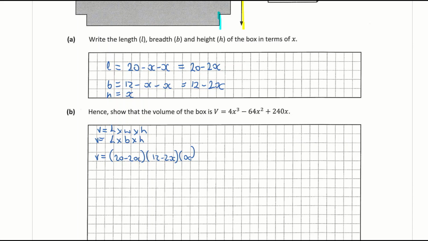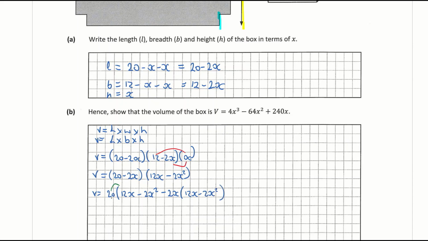So we basically just need to multiply this in. I'm going to start from the back. I'm going to multiply in that x first of all. So that's giving me 20 minus 2x multiplied by 12 times x, which is 12x, minus 2x times x is minus 2x squared. So that's what I now need to multiply out. First term by second bracket, so 20 multiplied by 12x minus 2x squared, and then the second term, minus 2x, by my second bracket again.